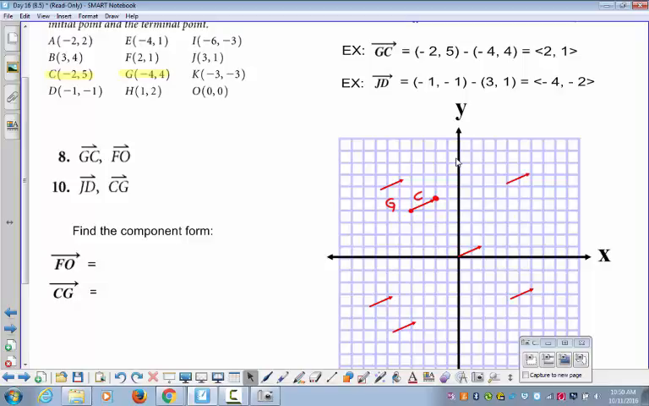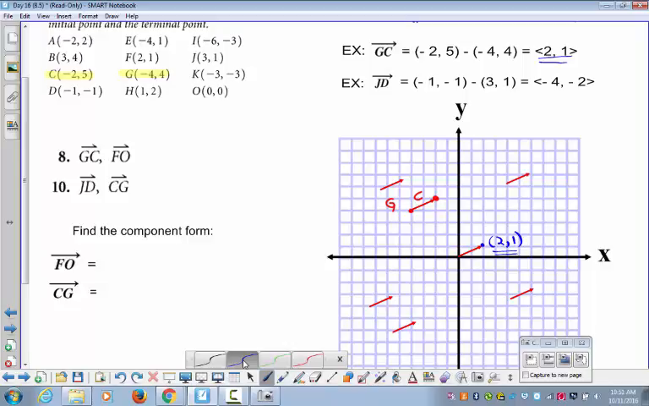The components of this vector give you directions on how to get to the tip of the vector from the tail of the vector. So that says the components are 2, 1. That means go 2 in the x direction and 1 in the y direction to get to the tip of the vector. Important observation: when you are in standard position, the components of the vector match the coordinates of the tip.